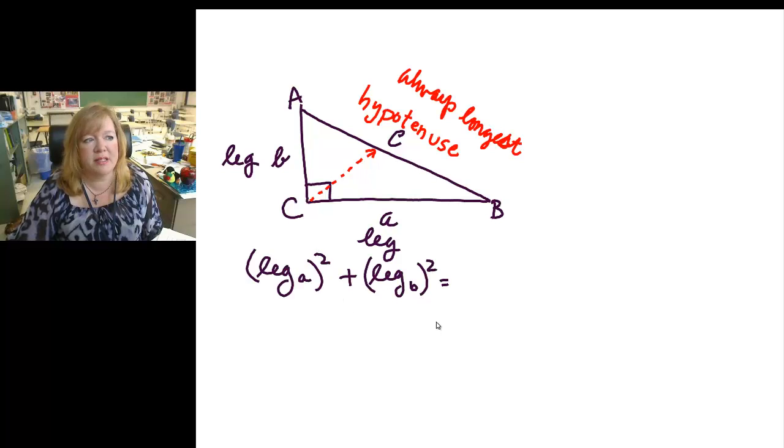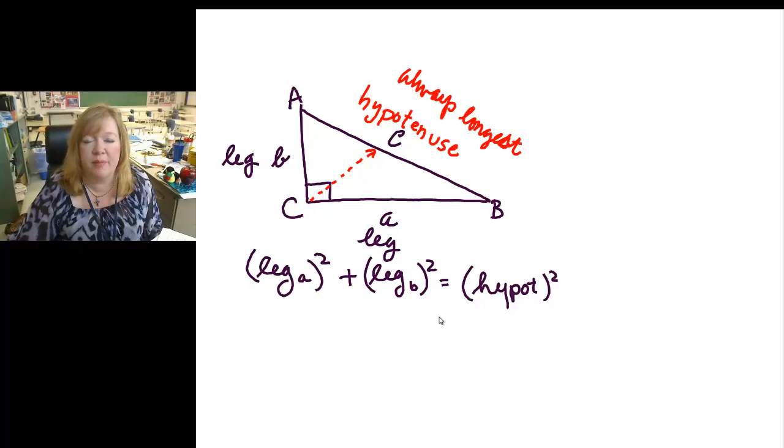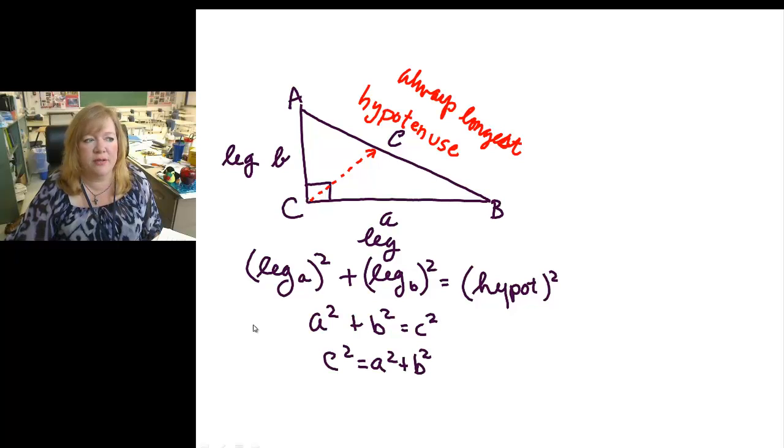Leg squared plus leg squared equals hypotenuse squared. That's the relationship of the Pythagorean theorem. And trigonometry is built on this fact. Everything is built on this fact in trigonometry. So a squared plus b squared equals c squared. You can also flip that around: c squared equals a squared plus b squared.